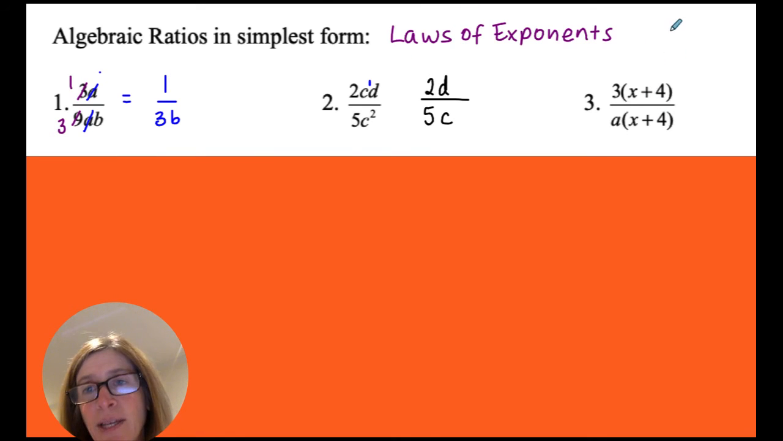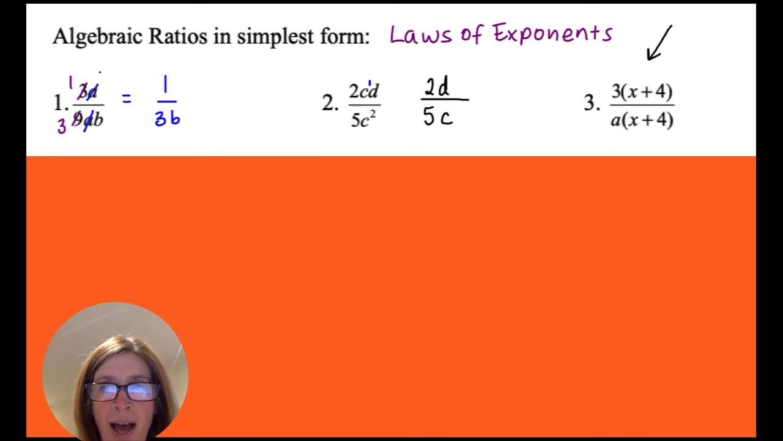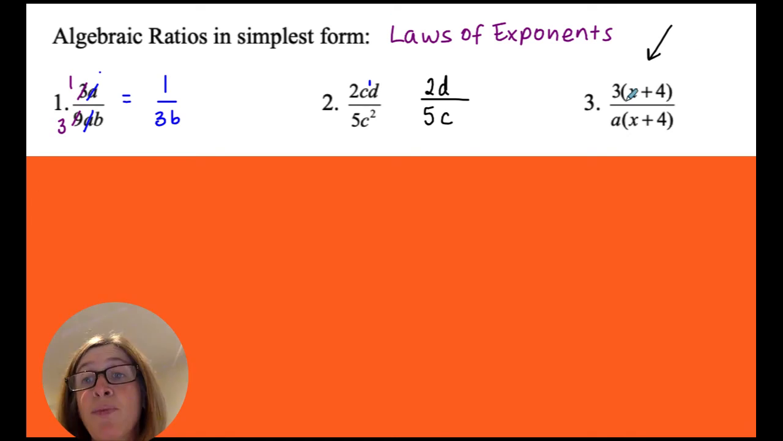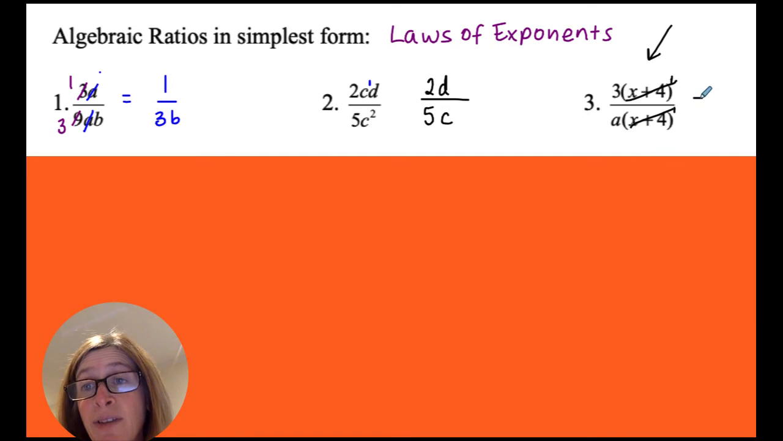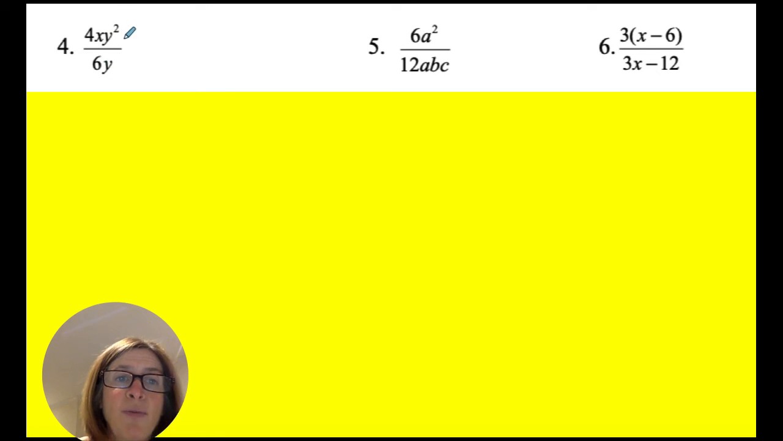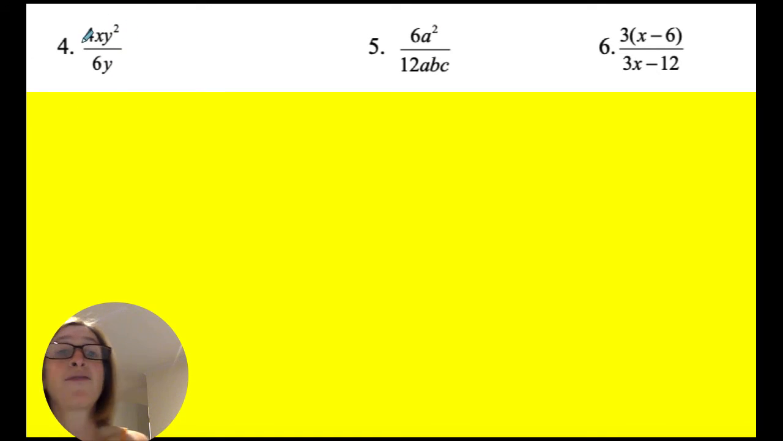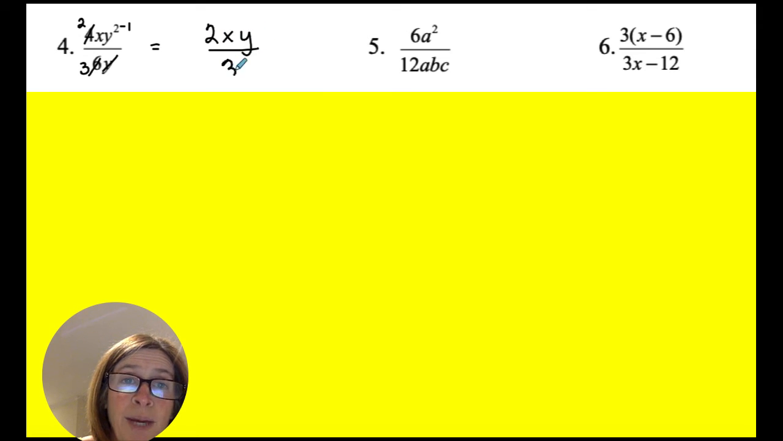All right, now here's where it gets tricky. Simplifying ratios, you can simplify if things are expressions. So right here, x plus 4 and x plus 4, they both are raised to the 1 power, so you can actually simplify them to 1, leaving me with 3 over a. All right, let's try a few more. 4xy squared over 6y. I'm going to simplify the 4 and the 6. So 2 goes into 4 twice, 2 goes into 6 3 times. And then the y, I'm going to bring the smaller to the larger and subtract. So that's going to give me 2xy over 3.